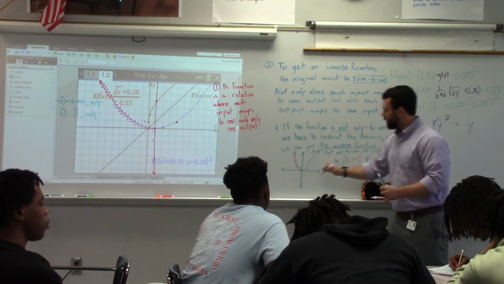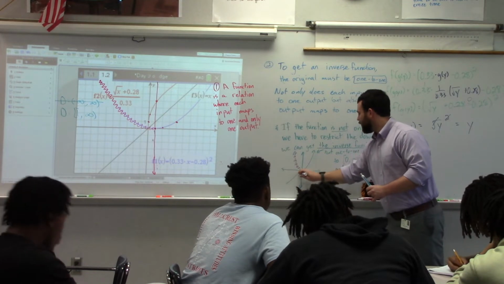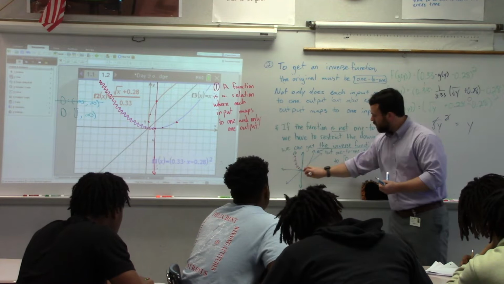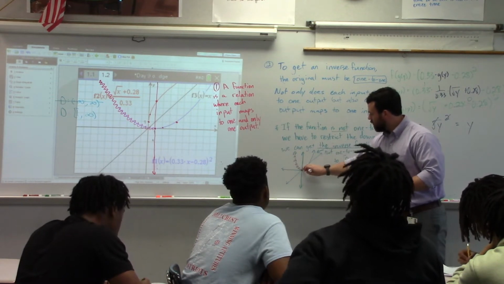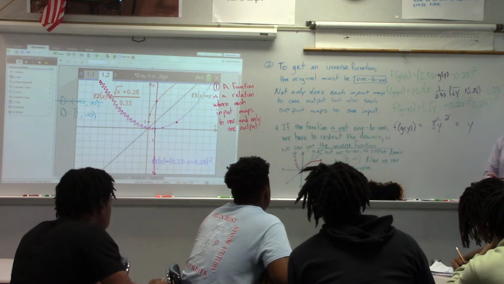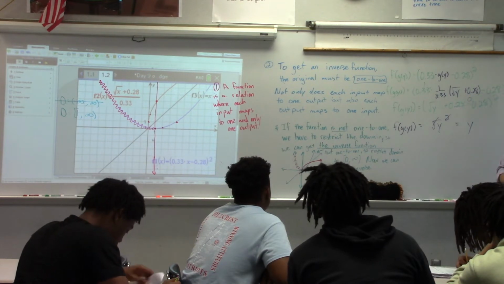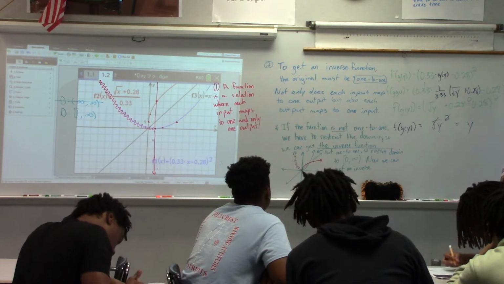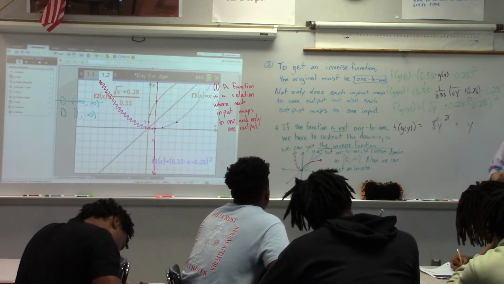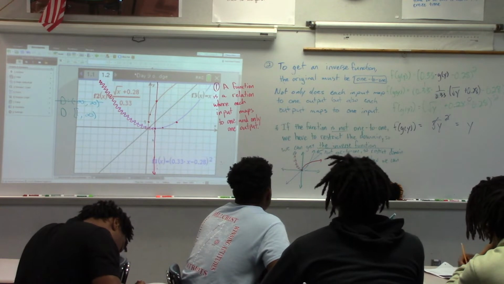So if I reflect across the line y equals x, anybody recognize that red function? It's the square root function, right? And that's why the square root function is the inverse, even though it only looks like half of a parabola, because we had to restrict the domain so that we could get a function.